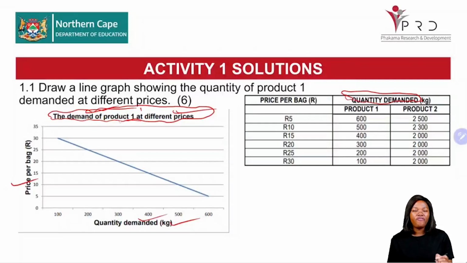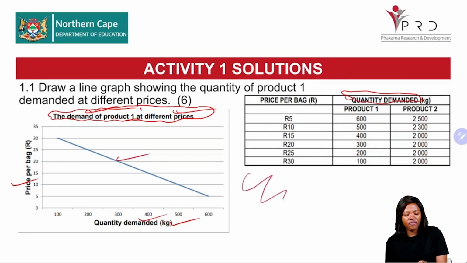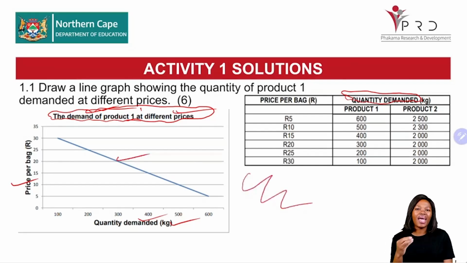Now, your fifth mark will go to a line graph. Is the graph a line, above a bar or a histogram? If it is indeed a line graph, even if it is in a different shape, but it is a line graph, you will get a mark for that.